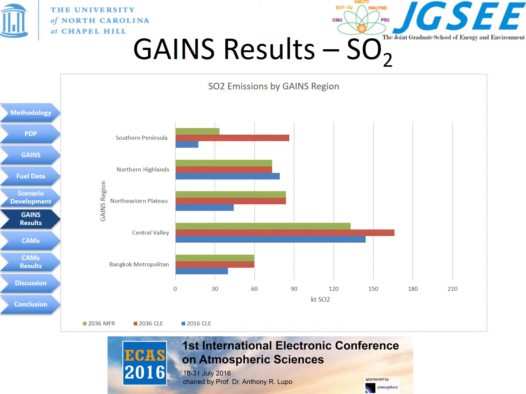This most likely results from retired coal plants, since a decrease from 160 petajoules to 102 petajoules was observed between 2016 and 2036. 2 regions, the Southern Peninsula and the Central Valley, responded favorably to the 2036 MFR scenario. The 2036 SO2 emissions were higher in the Southern Peninsula region than those of the 2036 MFR emissions by a factor of 8. The Northern Peninsula and BMR regions showed no change due to a lack of coal-fired power plants in the BMR and unchanging coal capacity in the Northeastern Plateau.